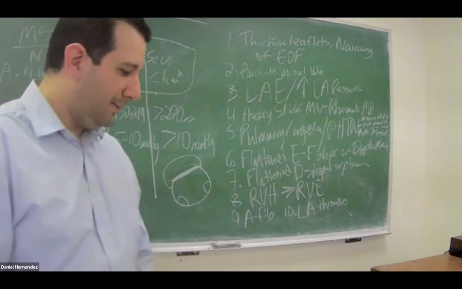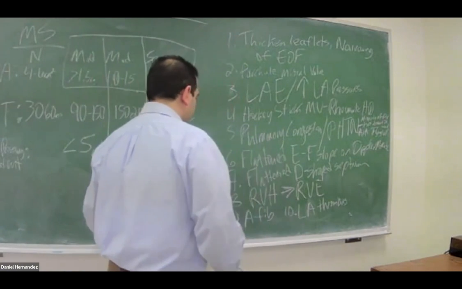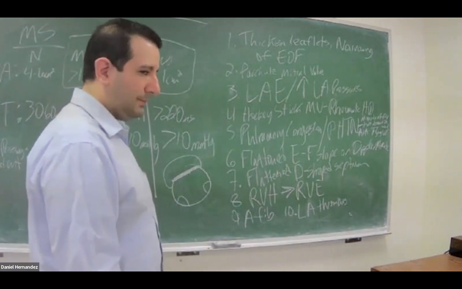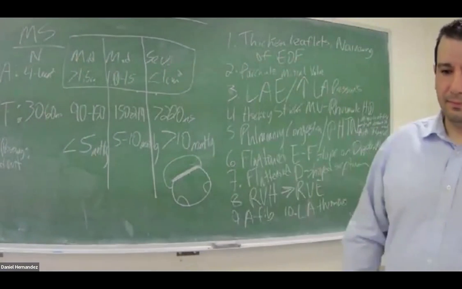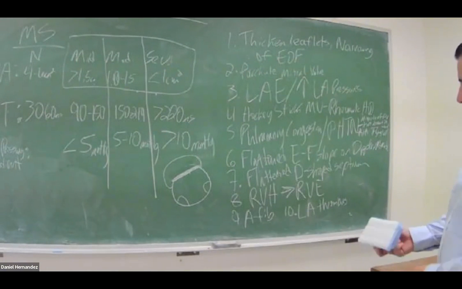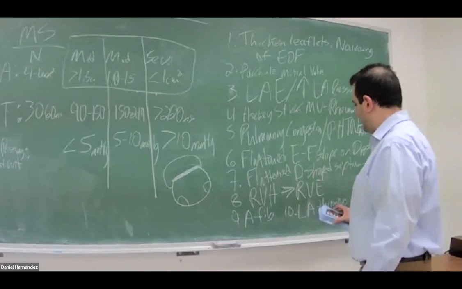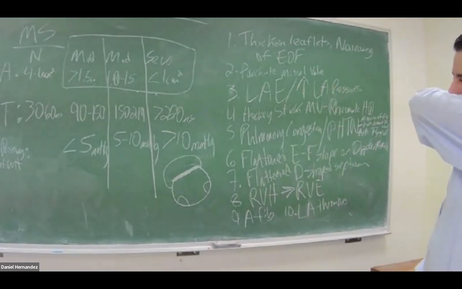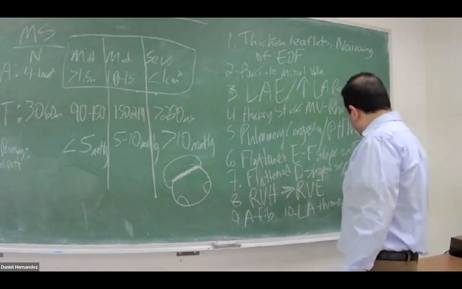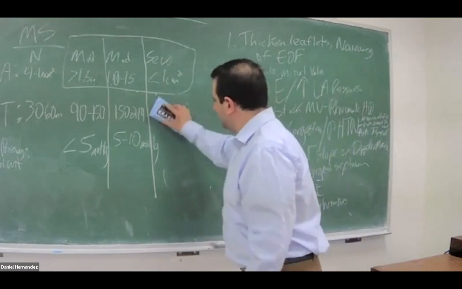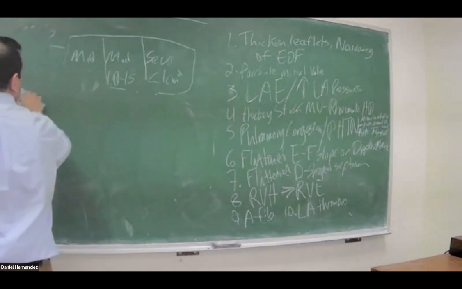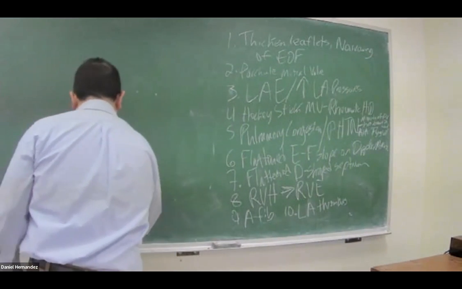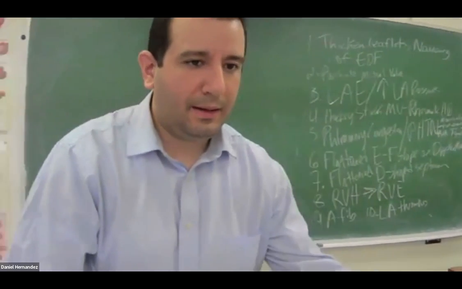That's a pretty good list. Again, most common cause of mitral stenosis is still going to be rheumatic heart disease. All right, MR.